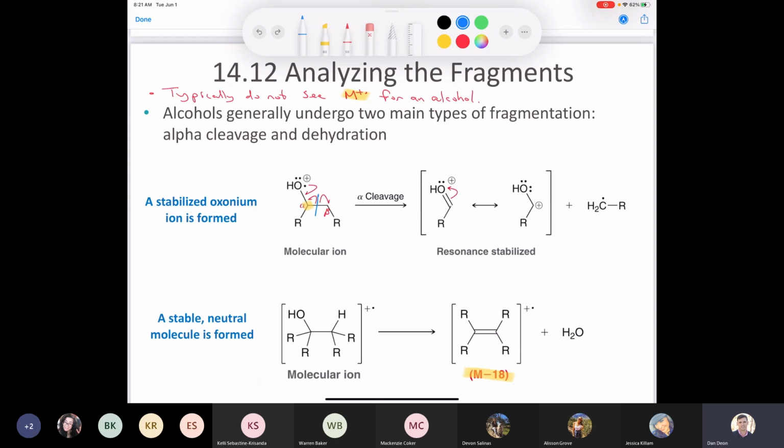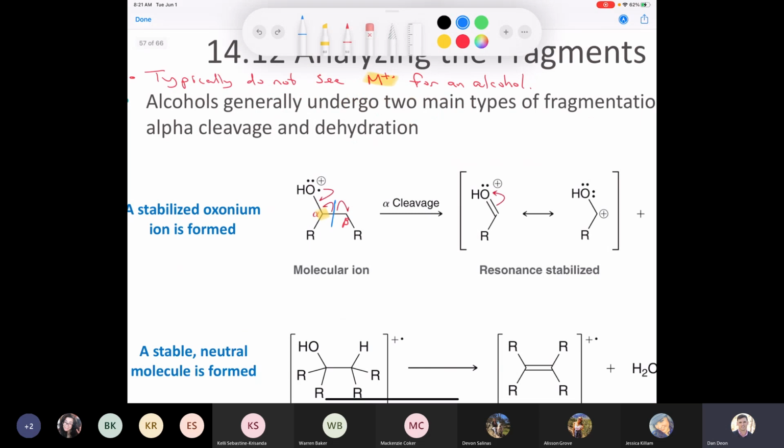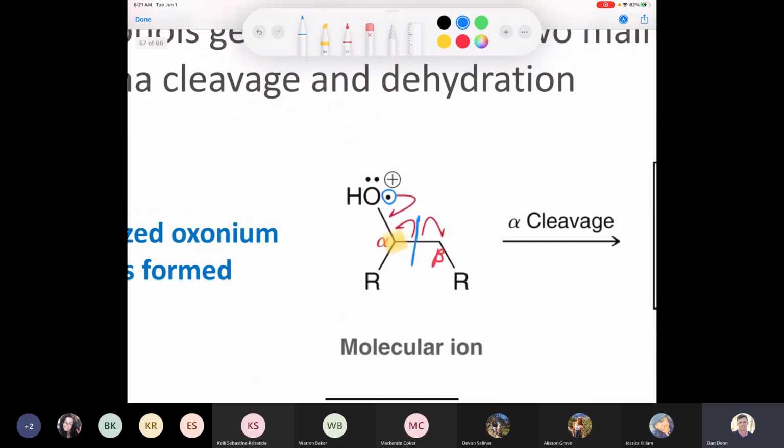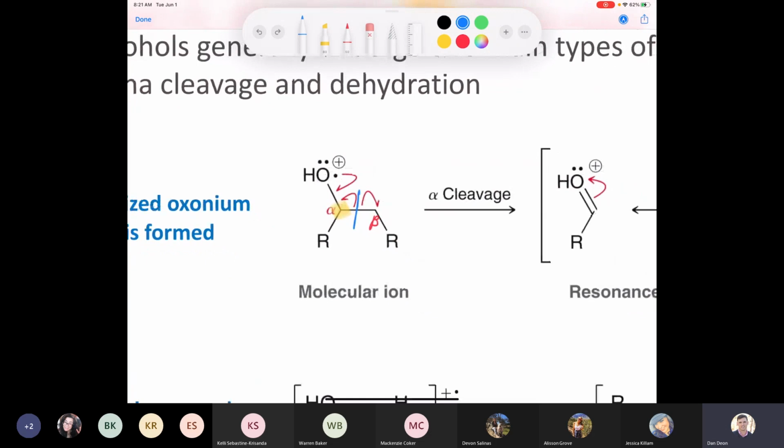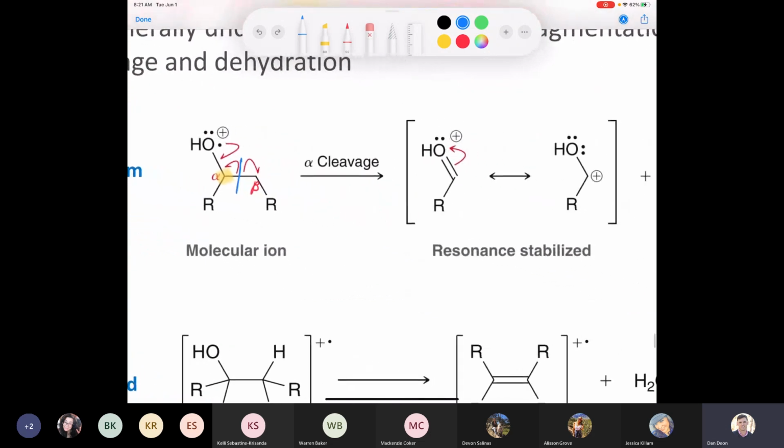Let me just say one more quick thing about alpha cleavage, which is mentioned here. The reason why alpha cleavage happens so much with alcohols, and it happens with amines, is because this is a radical cation right here. You can see that there's an unpaired electron on the oxygen. One of those electrons got knocked off with the high energy beam of electrons. The reason why alpha cleavage is so common is because the fragment that you get is resonance stabilized.